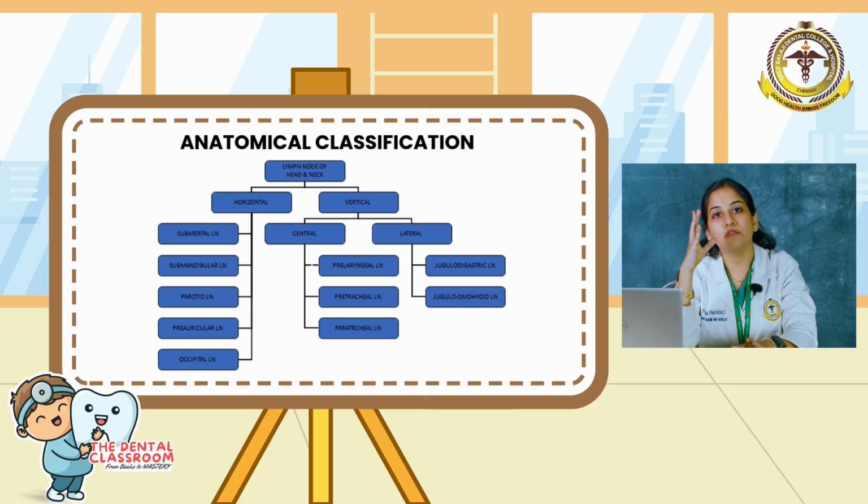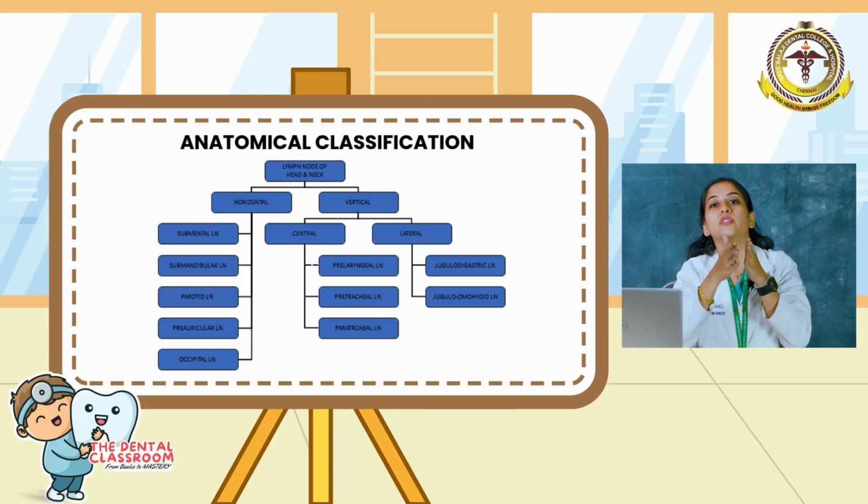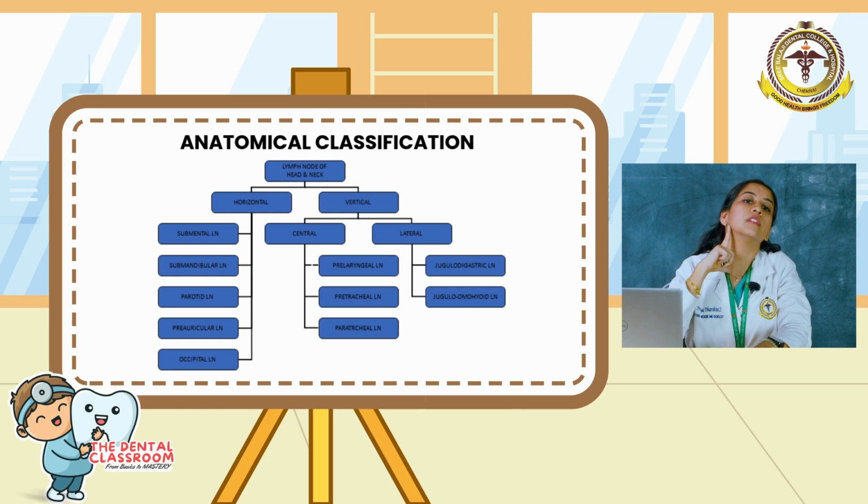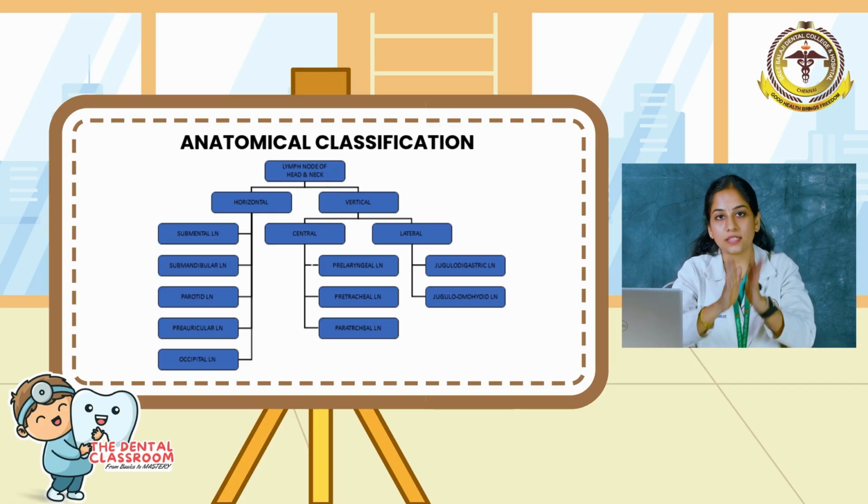Then we will move on to the vertical. The vertical basically consists of the AJCC classification. It is further divided into central and lateral. First we will see the central lymph nodes. The central lymph nodes are the pretracheal, prelaryngeal and paratracheal. The lateral lymph nodes are the jugulodigastric and jugulo-omohyoid. It will be seen in this portion. The horizontal goes from the submental till the ear, and the vertical starts from here till the end of the superior mediastinal group. So this is the anatomical classification.